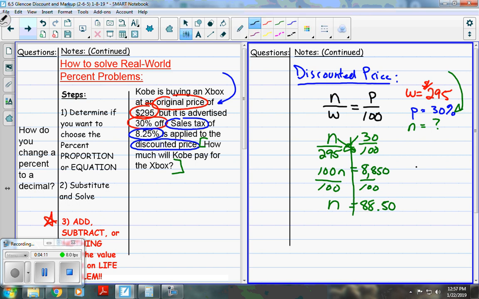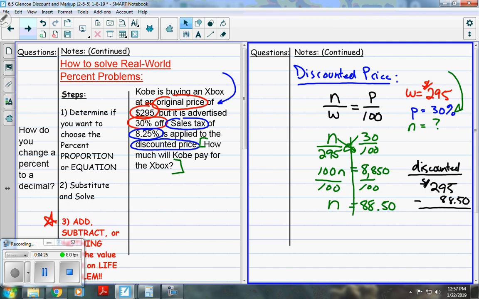So to find the discounted price, we will have to do a little bit of subtraction. We're going to have to do $295 minus the $88.50 we discovered as 30% of $295. And after doing that subtraction, we end up with the discounted price of $206.50. And remember, this is our discounted price.